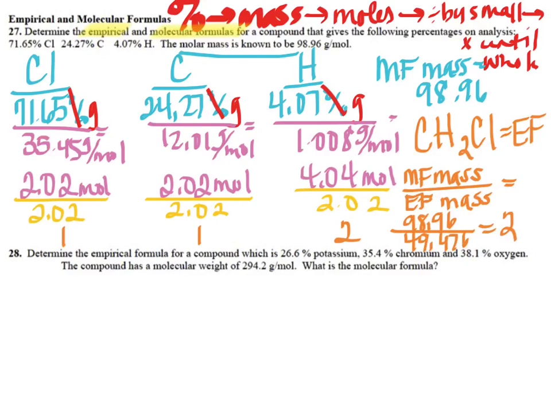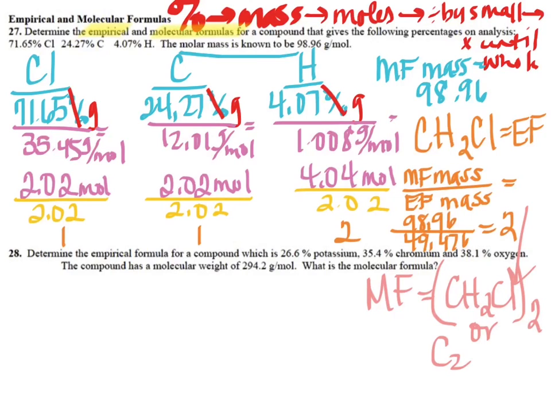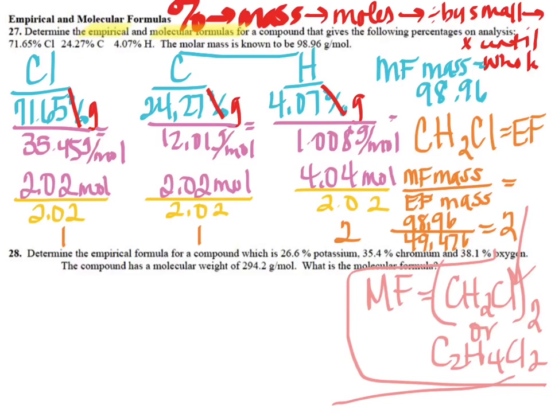So my molecular formula is going to be CH2Cl, put parentheses around them, subscript 2. Or, if you like, you can say C2H4Cl2. Either way. Would you lose points for writing it ClCH2? I don't think so. I wouldn't take points off. Any questions on that one?